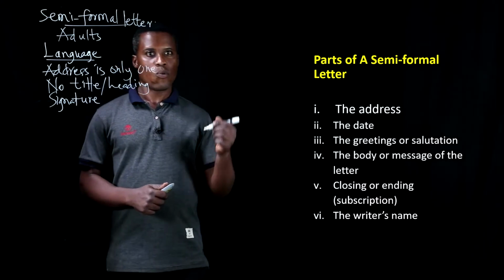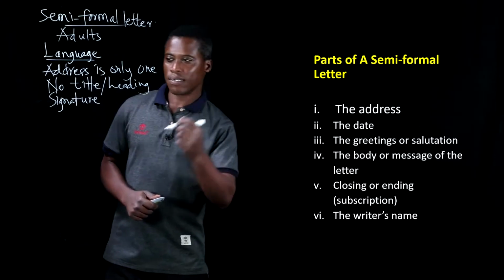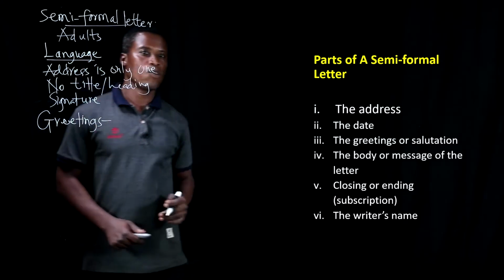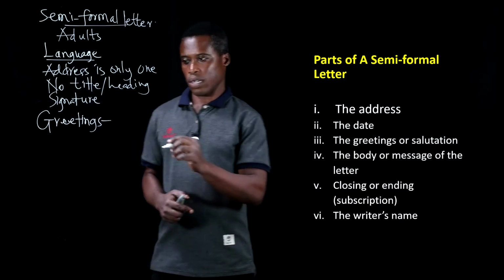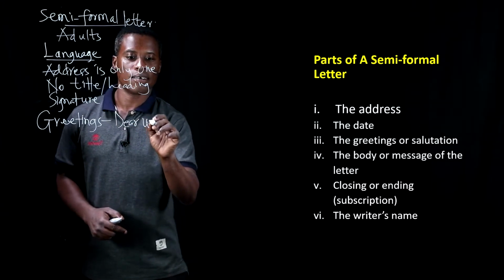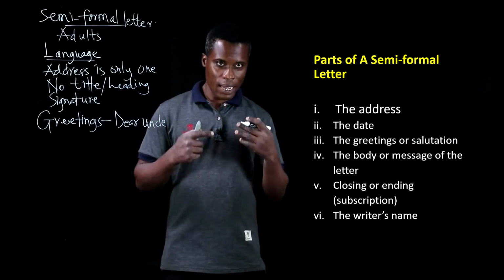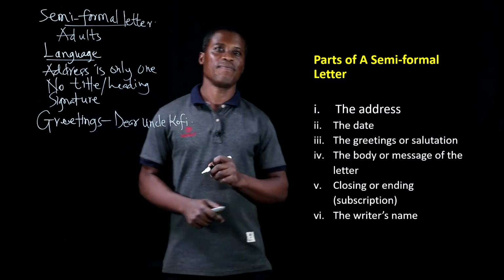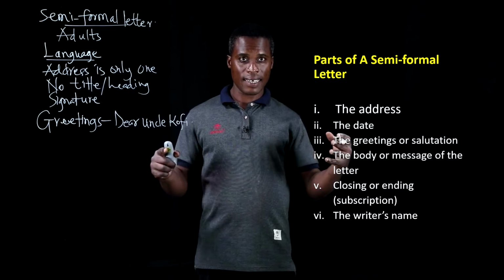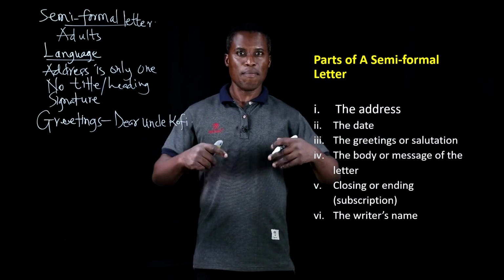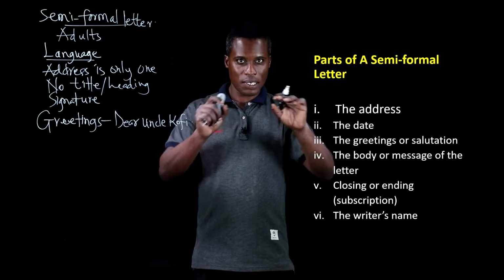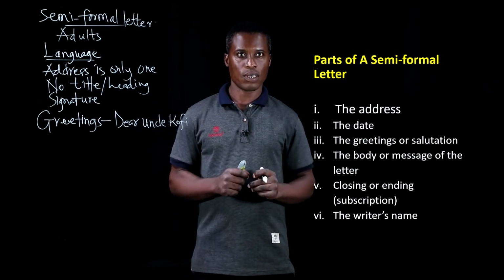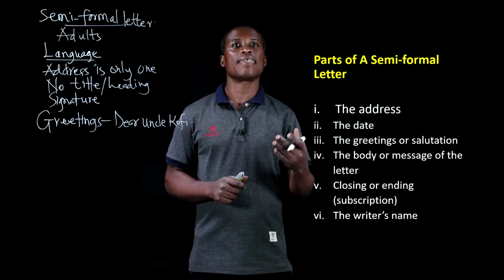So it means that with the greetings, as I said, these are the difficult aspects. Greetings. You can say, dear uncle. Or you can write the name. Dear Uncle Kofi. Very good. Then I also said about the body or the message of the letter. That is the message, what the question is requesting for, or what you want to write to the adult. Then we move to the closing or the ending, subscription.